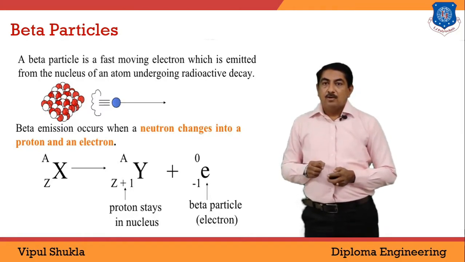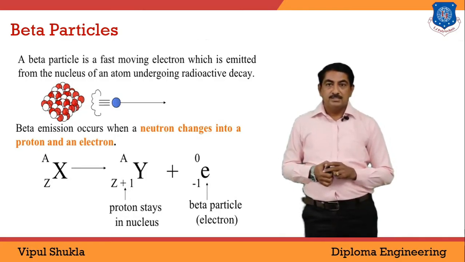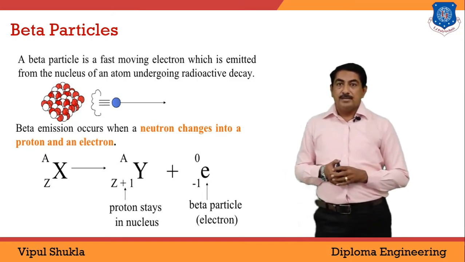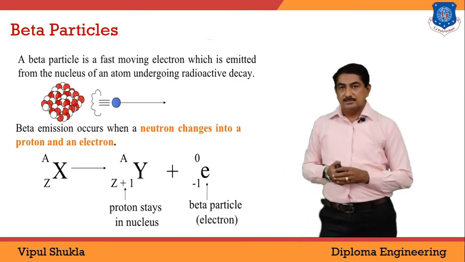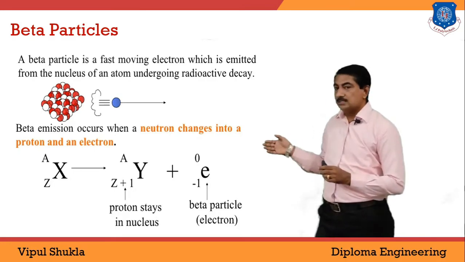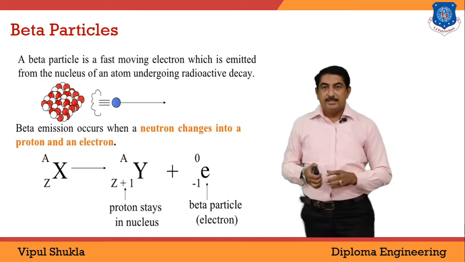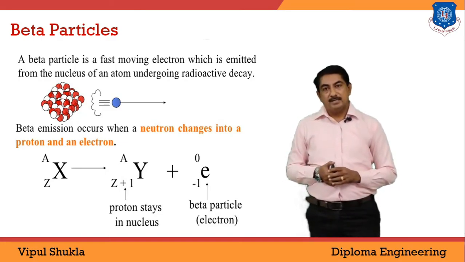Suppose a neutron undergoes a disintegration, or we can say decay of neutrons takes place. At that time what happens? It emits an electron as well as a proton. This is the actual story of emission of beta particles.